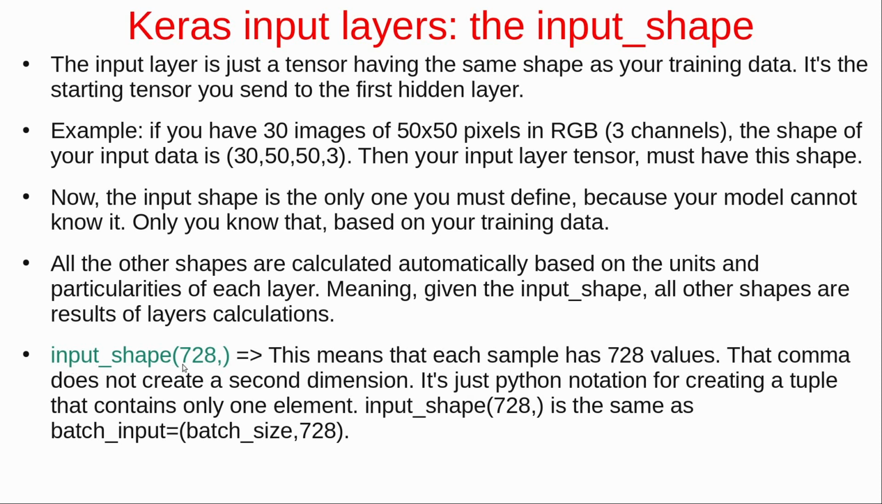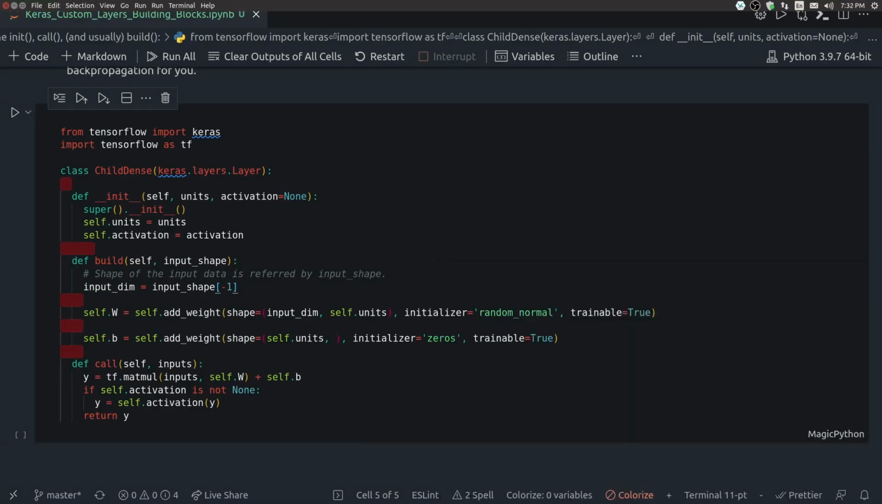Now take another example, where the input shape is given as 728 and then just a comma. That is a single scalar value given as an input shape. This means that each sample has 728 values. The comma does not create a second dimension, it's just Python notation for creating a tuple that contains only one element. Input shape 728 with the comma is the same as batch input equal to batch size comma 728. So in a single sentence, the input shape parameter simply tells the input layer what the shape of one sample of your training data looks like. Adding it to your input layer will ensure that a match is made.